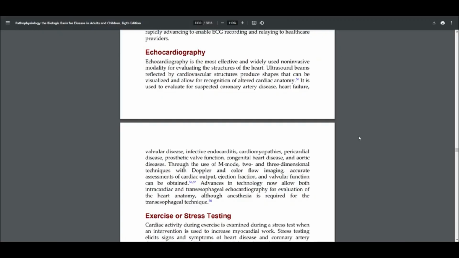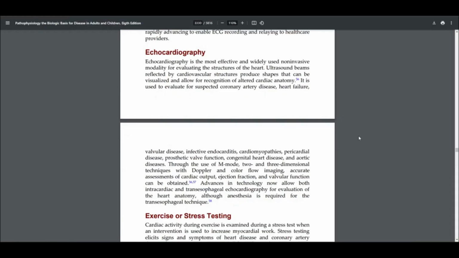Echocardiography is the most effective and widely used non-invasive modality for evaluating the structures of the heart. The ultrasound beams reflected by cardiovascular structures produce shapes that can be visualized, allowing for recognition of altered cardiac anatomy. It is used to evaluate suspected coronary artery disease, heart failure, valvular disease, infective endocarditis, cardiomyopathies, pericardial disease, prosthetic valve function, congenital heart disease, and aortic diseases.